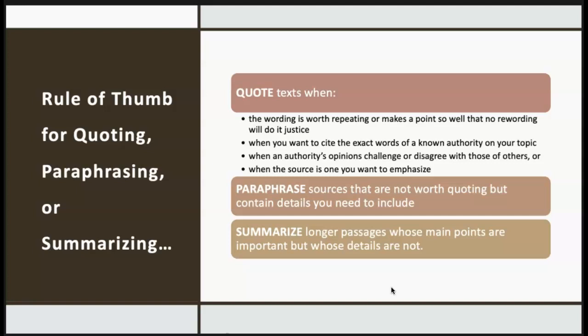Maybe you read a whole article and you summarize the main points that were important. Maybe the details weren't important, but the main points were. So you could actually summarize an entire article in just a sentence or so. Maybe you have a long passage within that article that has some good information, but it's too long to directly quote. So you can summarize, and summarize always means making it smaller, okay? Whereas paraphrase is usually about the same length.